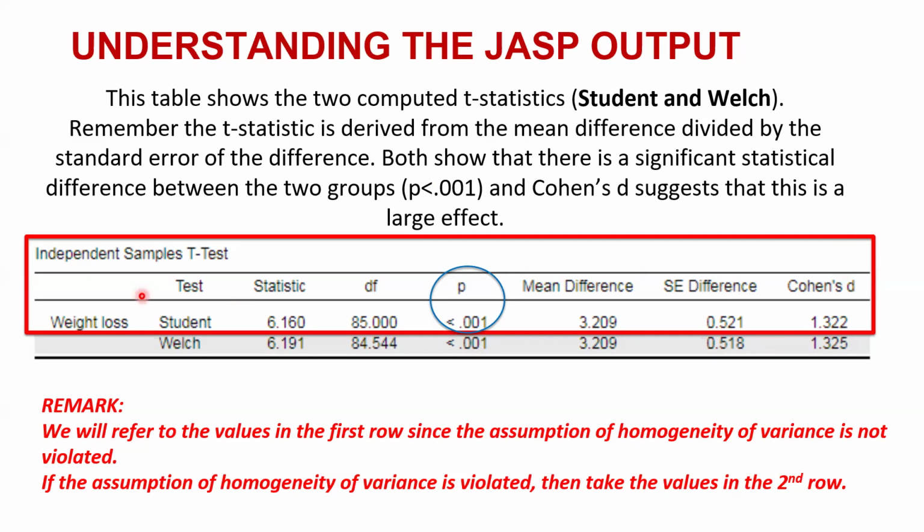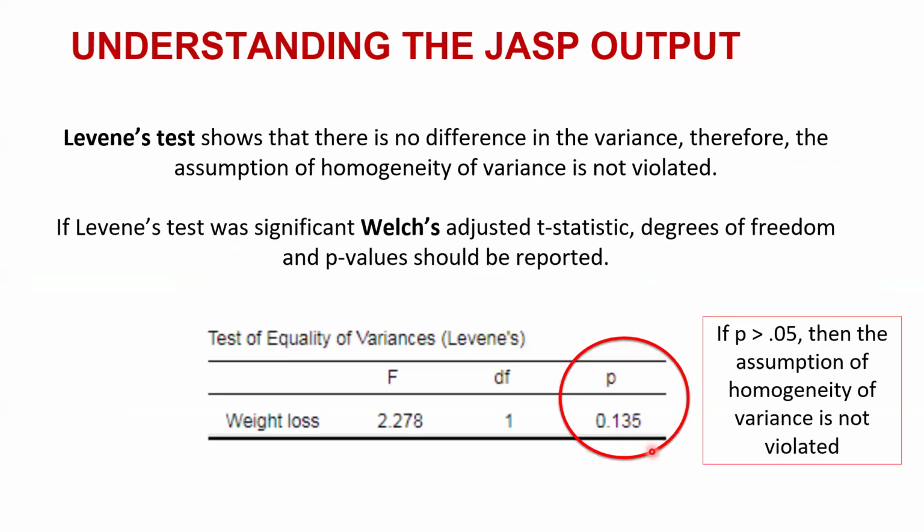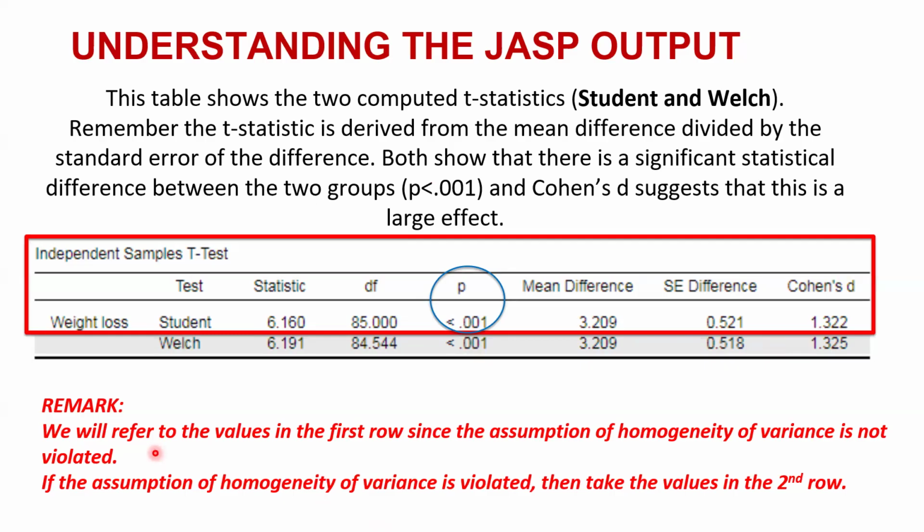Now, going back, since our Levene's test for equality of variances is not violated, we will refer to the values in the first row, since the assumption of homogeneity of variance is not violated. That is, we take the values coming from the Student t-statistic. However, if the assumption of homogeneity of variance is violated, then take the values in the second row, represented by the Welch t-statistic.